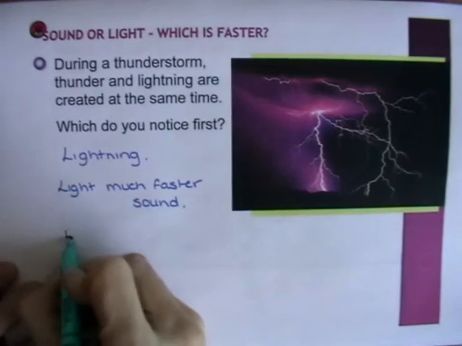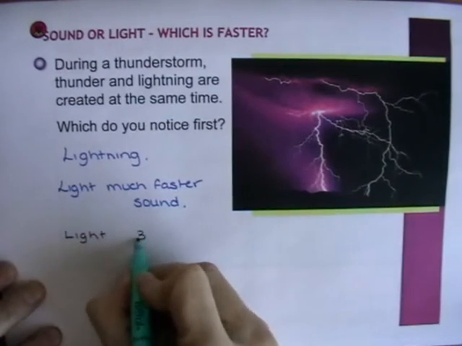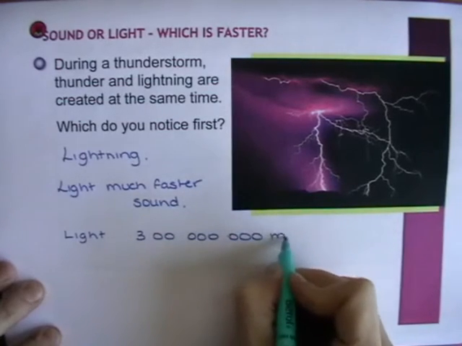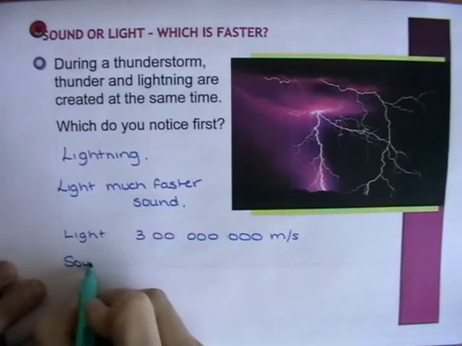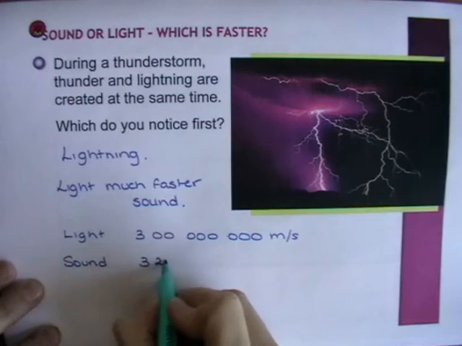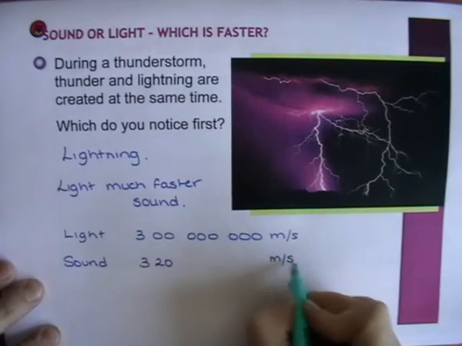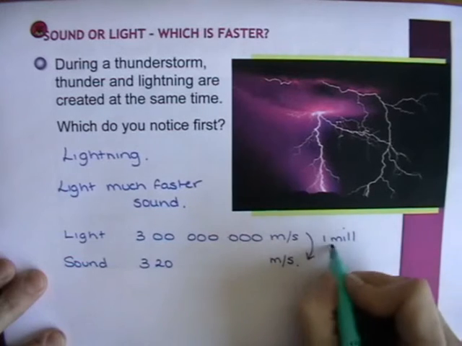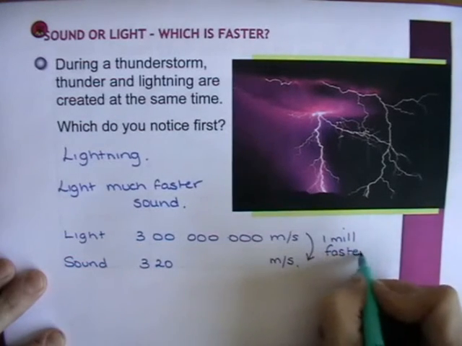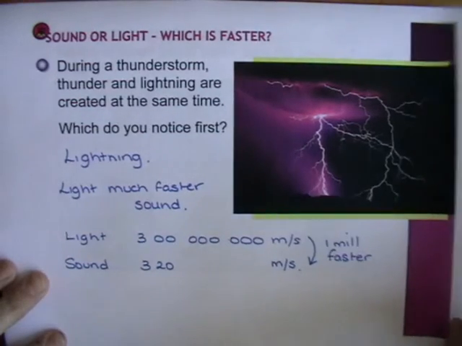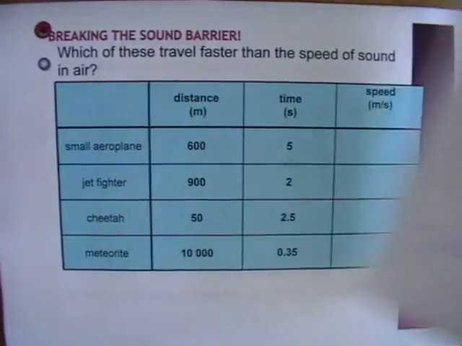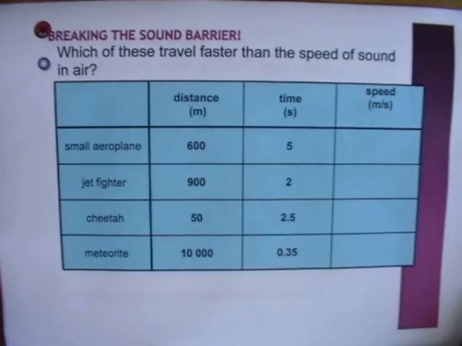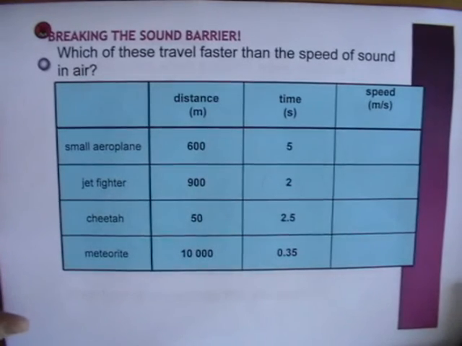So light travels at approximately 300 million meters per second, where sound is 320 meters per second. So you can see approximately that light is 1 million times faster. And it's worth keeping that in your head. It's about 1 million times faster. Okay, if you can travel faster than the speed of sound in air, then you've broken the sound barrier and there will be a sonic boom.